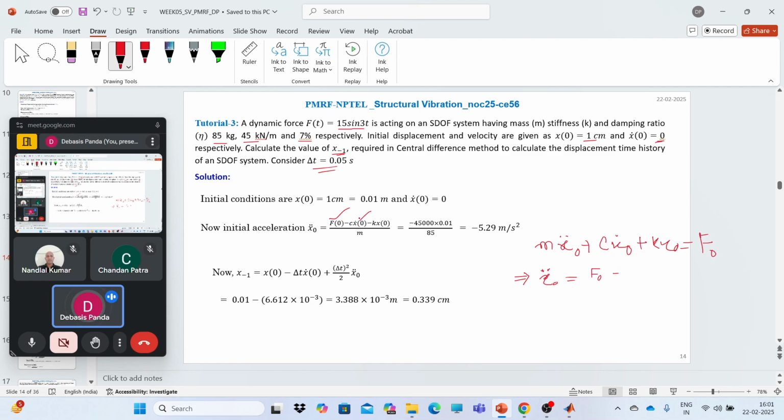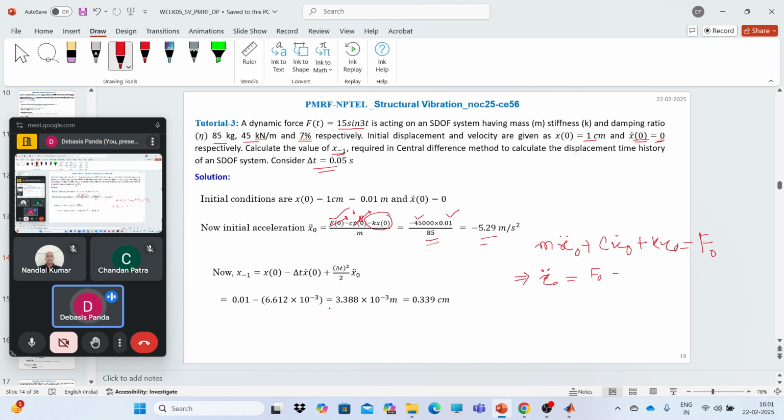The initial velocity is provided as 0, that means this term will also be 0. So this term cancels out, this term cancels out, and we will be left with only this term: minus k into initial displacement. The initial displacement is provided as 1 centimeter, so I converted it into meter, because the stiffness is provided in kilonewton per meter, so converted into Newton per meter. Multiplied by meter divided by mass in kg, that comes as minus 5.29 meter per second square.